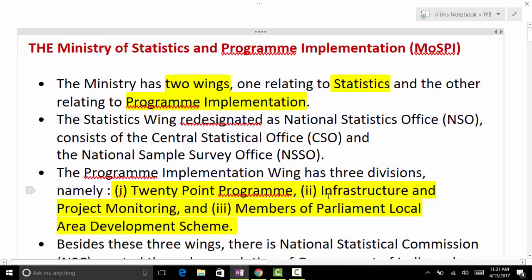Let's say it has two wings. One deals with statistics, another deals with program implementation. Both separate wings have separate departments or sections in them. In statistics, we have the National Statistics Office, which has CSO and NSSO. So just remember CSO, a very important office, that is Central Statistical Office, and another one is NSSO. They are under the statistics wing of the Ministry of Statistics and Program Implementation.